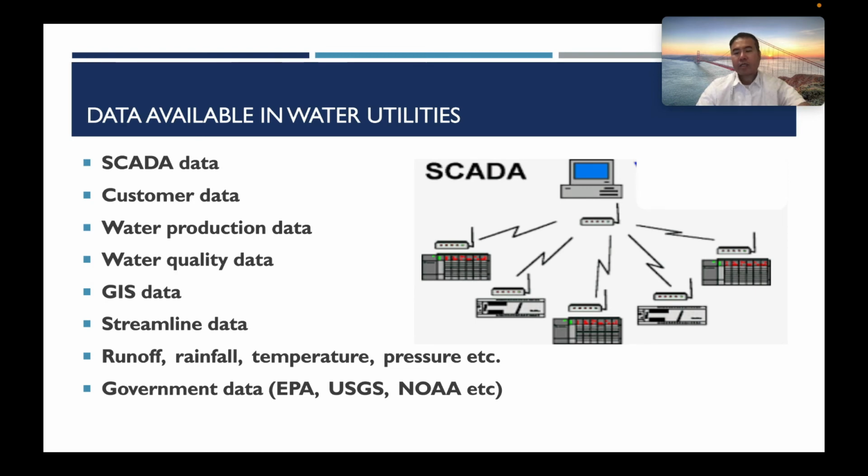So streamflow data is available, and also runoff, rainfall, temperature, and pressure data are all available in government data as well. Government here means the EPA, the Environmental Protection Agency, USGS, and also NOAA. They have their separate databases, and it's all accessible to us. So we are using that.